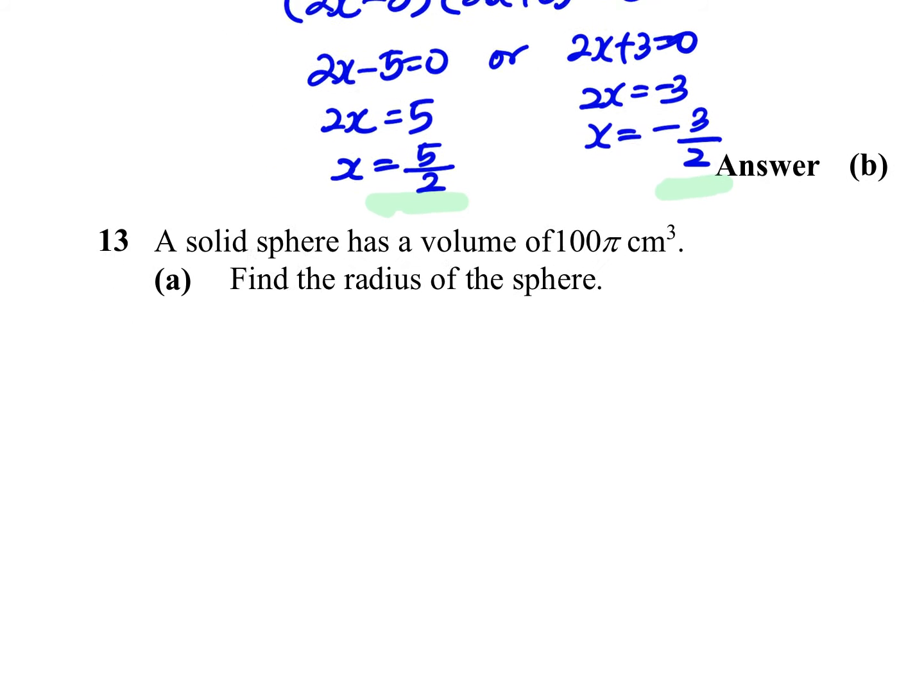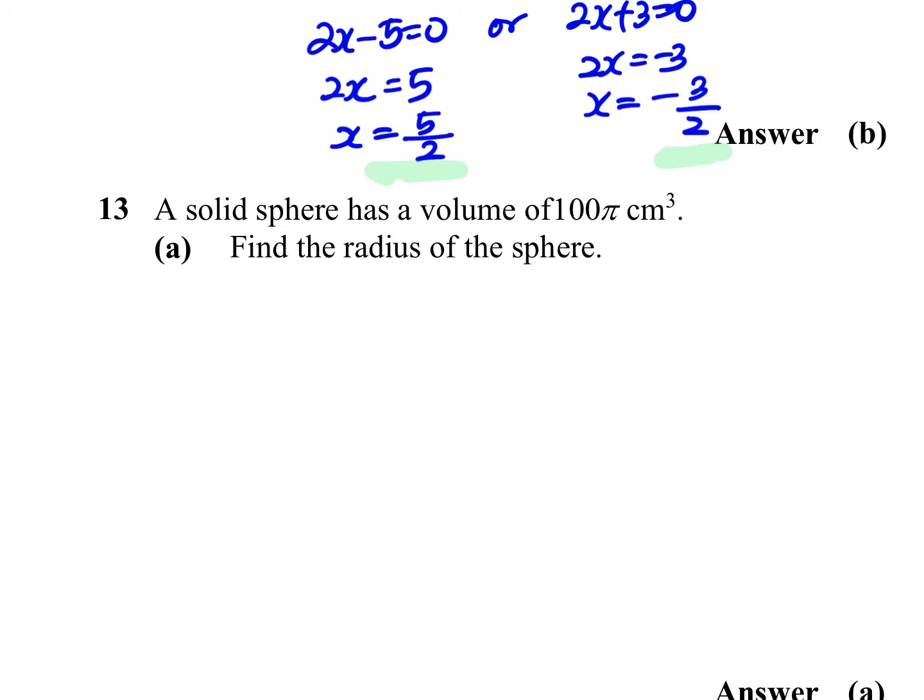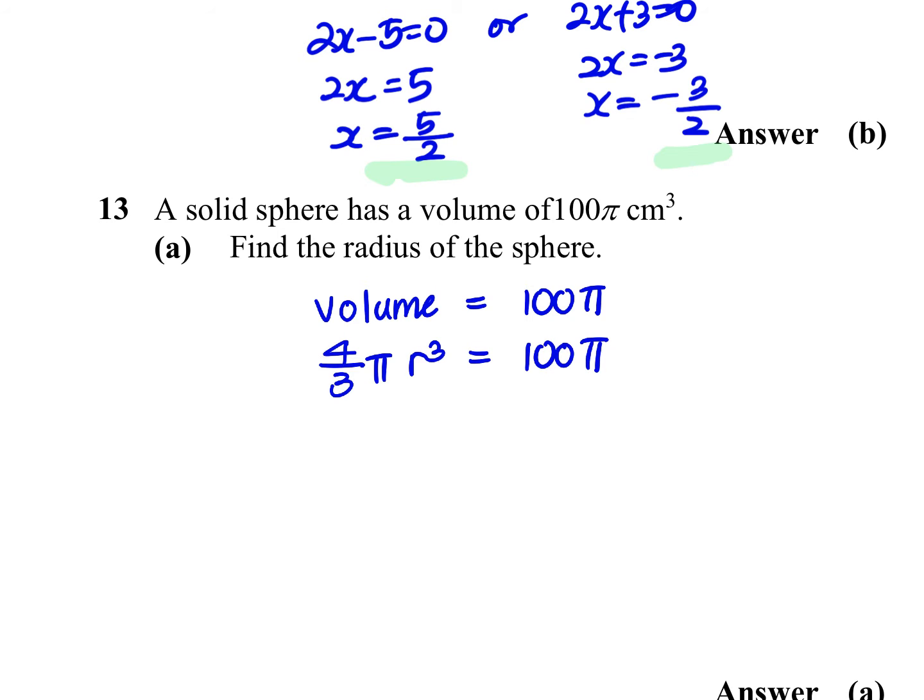Okay, next one. A solid sphere has a volume of 100 pi. This one is volume, so let's go back to our formula page and find the volume. Okay, so they say the volume of a sphere is this. Always write it as an equation. Volume equals 100 pi, so 4 over 3 pi r cubed equals 100 pi. Always form it like an equation, left hand side and right hand side.